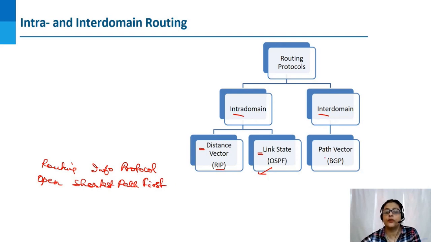For interdomain routing, we have the concept of path vector routing. Here, the protocol that is used is BGP or Border Gateway Protocol.